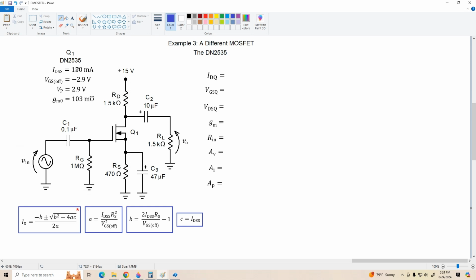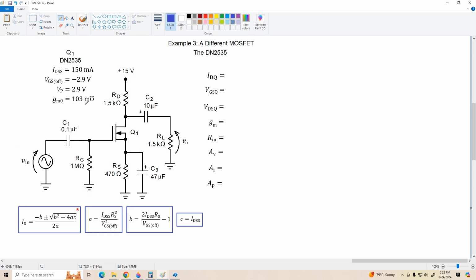I mean, an IDQ of 150 milliamps would just be crazy for the applications we're looking at. So we're going to run it at a much lower current than this, and that means we'll be way down near the vertex of its transconductance curve. All right, and that's going to cause some interesting things to happen. But before we get to that, our VGS off is negative 2.9 volts, VP is positive 2.9, and it's got a relatively high GMO of 103 millimhos.